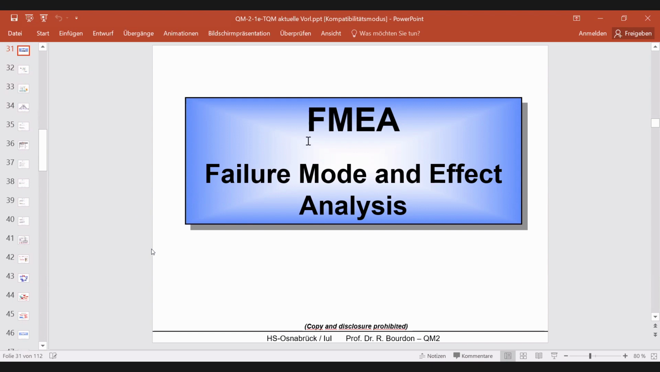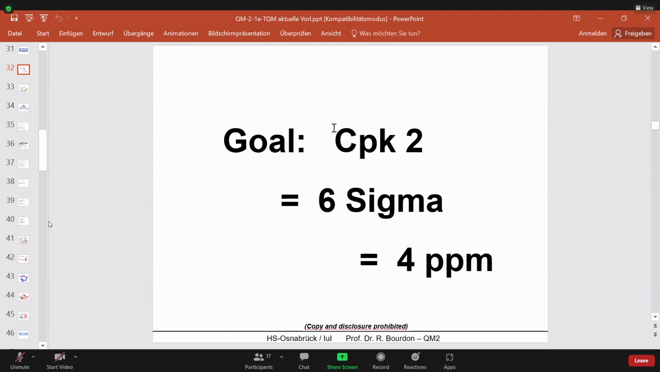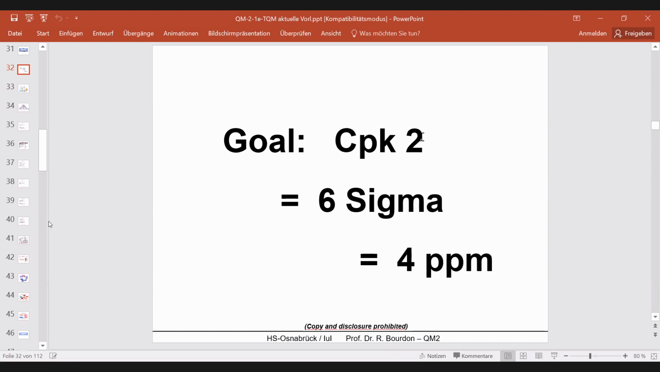It is a risk analysis, and FMEA is nothing else than a risk analysis. What can go wrong with a new project, with a new product? The goal is a process capability of 2. We will see what this means afterwards when I show you the sheets of SPC. CPK means the process capability factor. And CPK 2 means Six Sigma, and Six Sigma means 4 ppm maximum, not more than 4 parts per million that are defective.